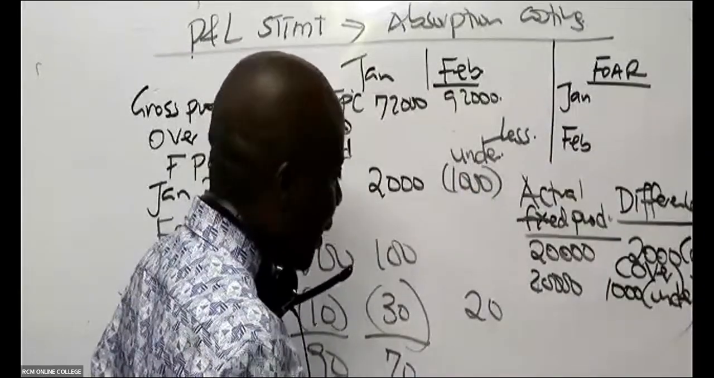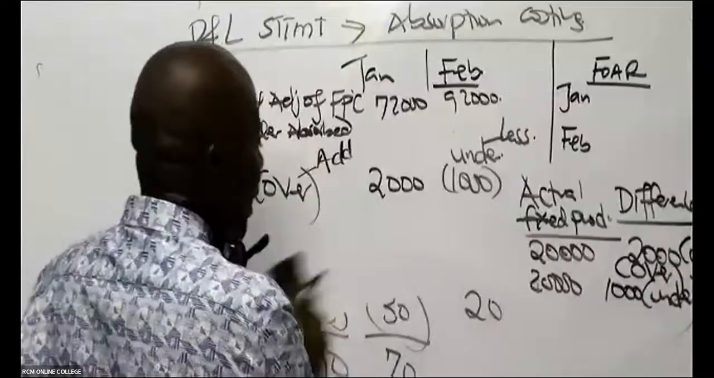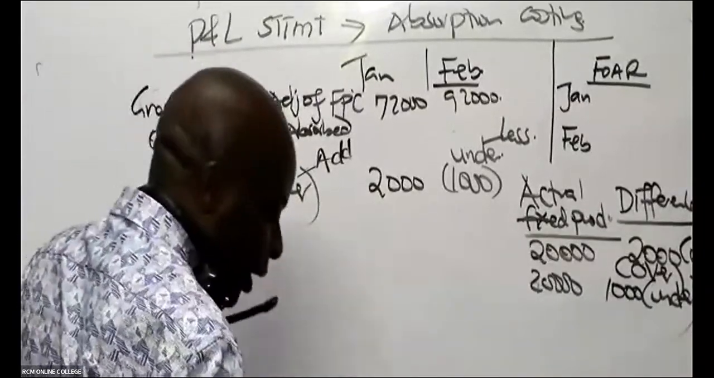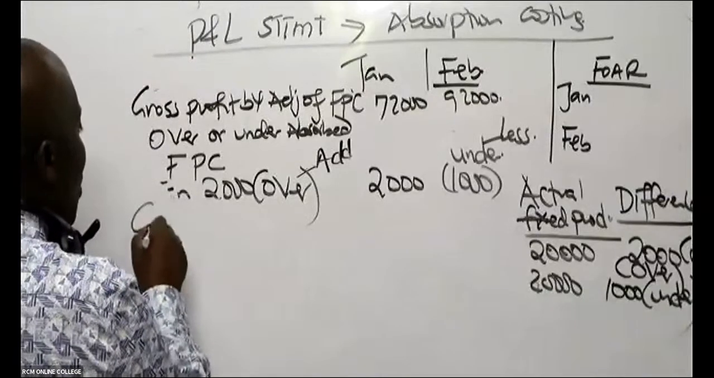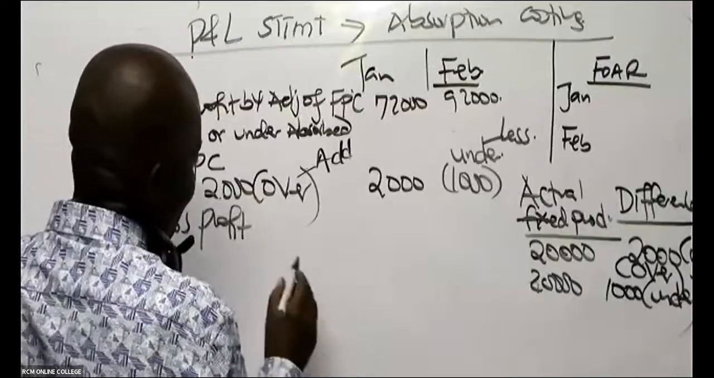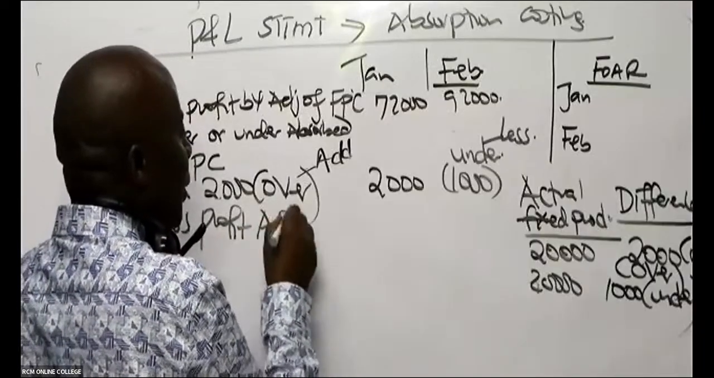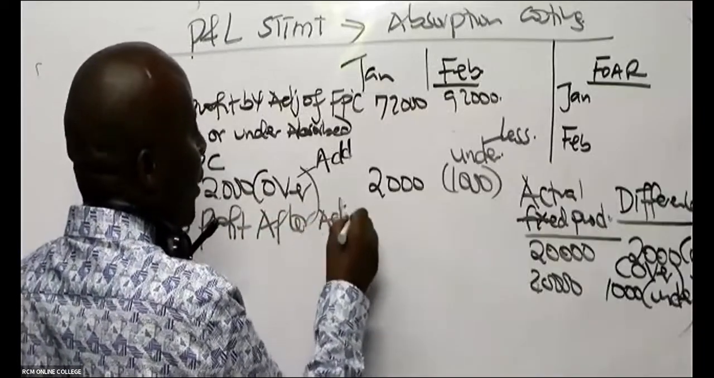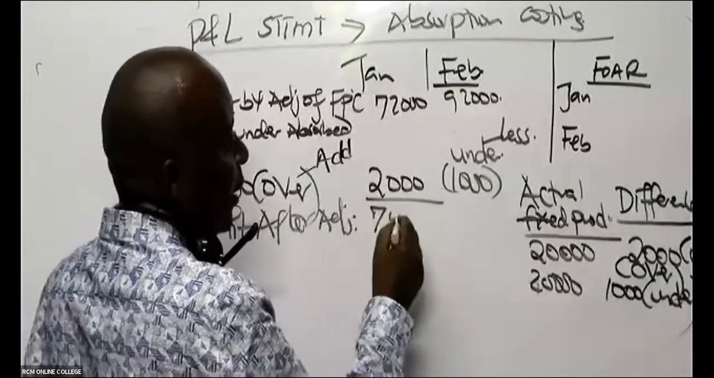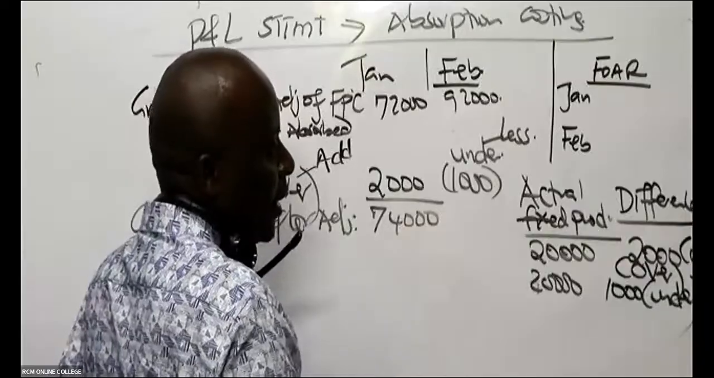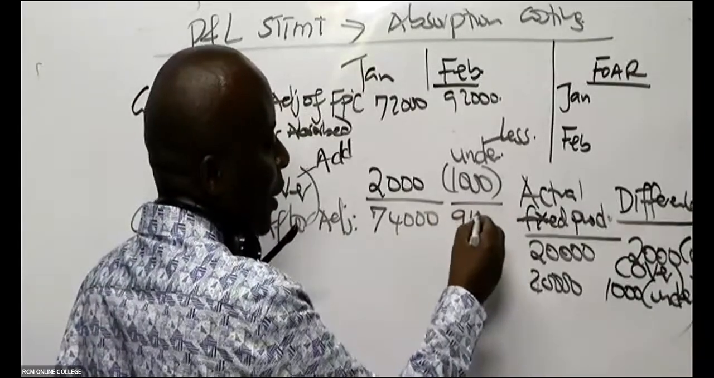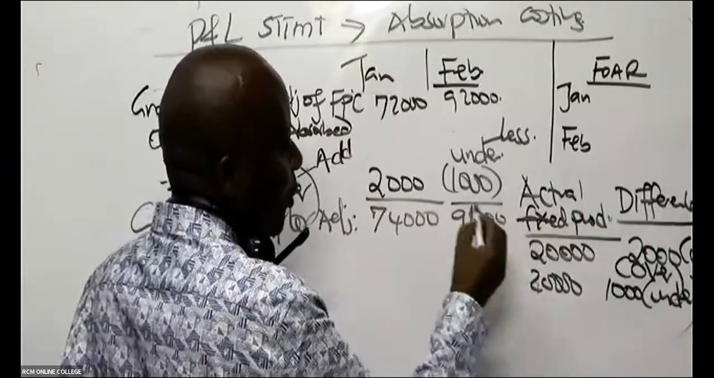So then at the end of the day, what figures are we getting here as our proper gross profit now? This is after the adjustments now, as our proper gross profit. You can either just write it as gross profit or you say gross profit after adjustments. So after adjustments, this will be 74,000. All right. And this will be what here, somebody? 91,000, like that.